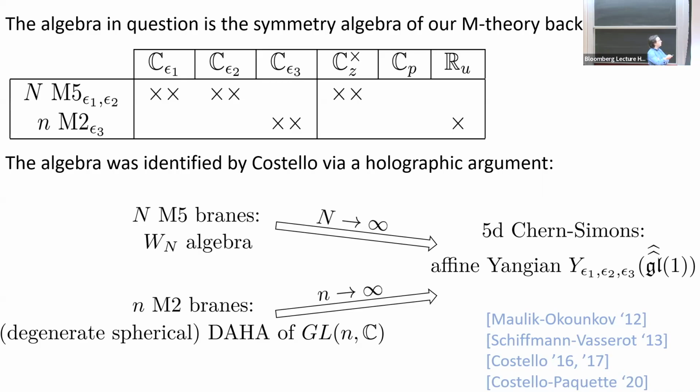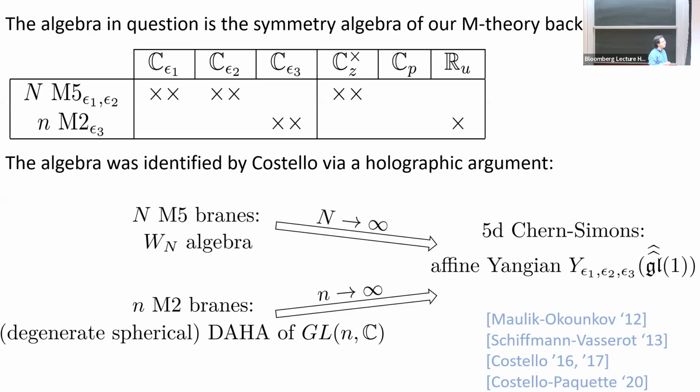But just to motivate what happens, what is the holographic argument? Well, I told you that the symmetry algebra on M5 branes in this background is a W_N algebra. And the idea is that as you take N to infinity, you should recover the universal algebra of symmetry that your operators are supported on. So here, the algebra in question would be the affine Yangian of GL1. It's a strange algebra. We'll have a little bit more to say about it.